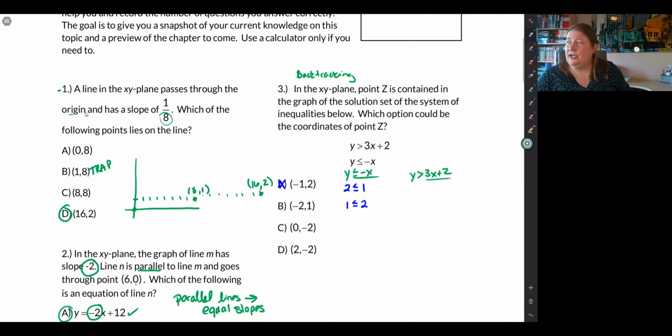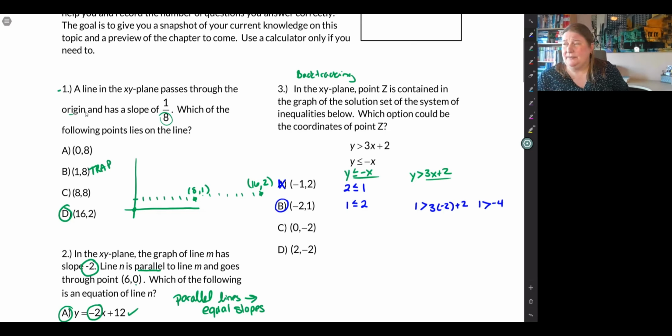So let's go ahead and check the more complicated option. My y value is 1. Is that greater than 3 times -2 plus 2? We'll see. That looks like is 1 greater than -6 plus 2. That would be -4. Yeah, 1 is greater than -4. I'm pretty sure that B is the correct answer.